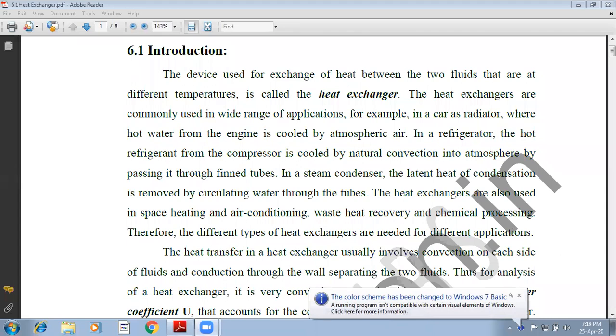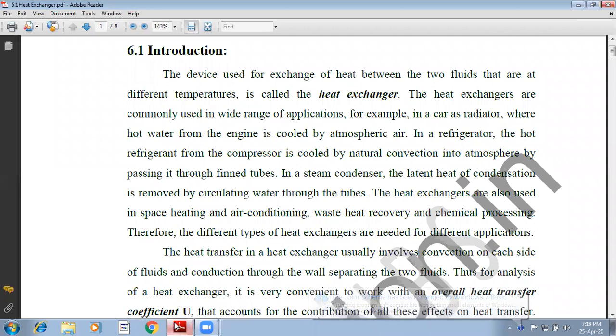In today's session, we will discuss a topic called heat exchangers. Basically, a heat exchanger is a device wherein two fluids which are at different temperatures exchange heat between them.